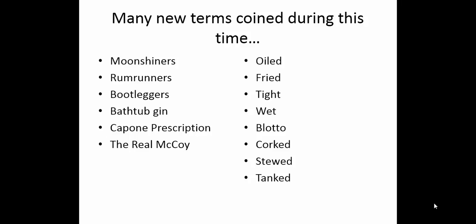There were many new terms coined during this time, and some of you might still be familiar with some of these terms. You'd be familiar with things like corked, perhaps, or tanked. If somebody is drunk, they're called tanked, or stewed. A term that probably is a little more common with British speakers or English speakers than born and bred Canadians is to be blottoed. We know the term moonshine. We know the terms rum runners, bootleggers, bathtub gin, basically a product produced at home with the lowest possible ingredients and the strongest impact, was called bathtub gin. We've referred to the Capone prescription, the real McCoy already, and plenty of other terms referring to this generation and this era of drunkenness that was really very ironic considering Prohibition had been enacted.